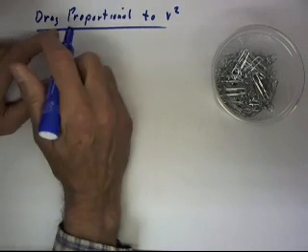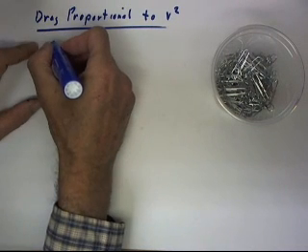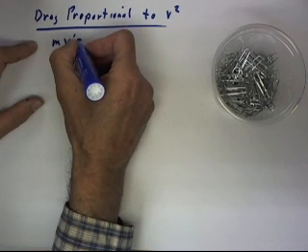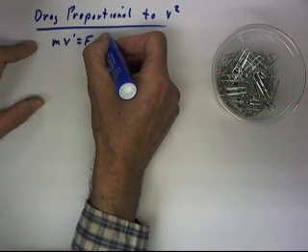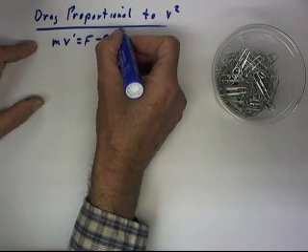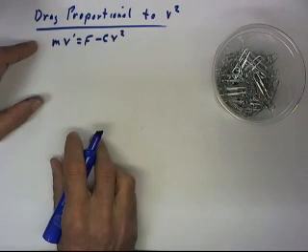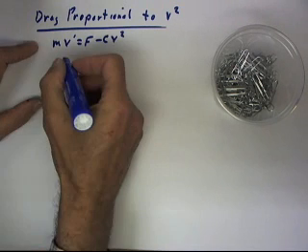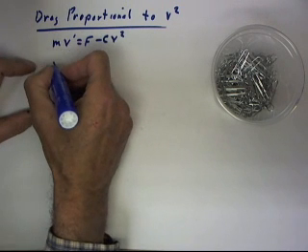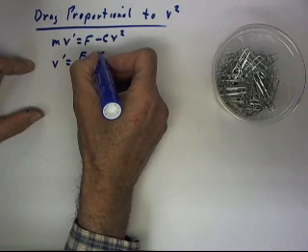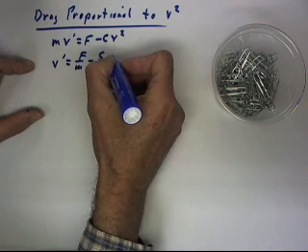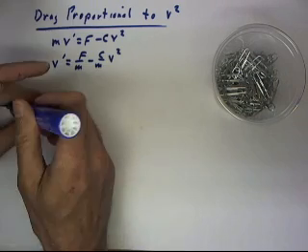This is simply a very common differential equation which has the form mv prime equals f minus, we'll use c for the constant, minus cv squared. Okay, this equation is then of the form v prime equals f over m minus c over m v squared.